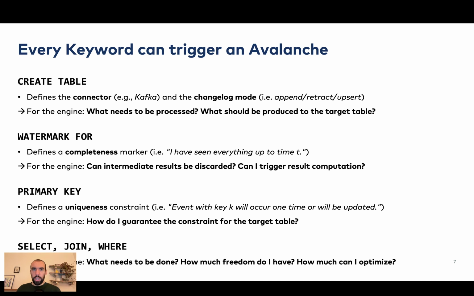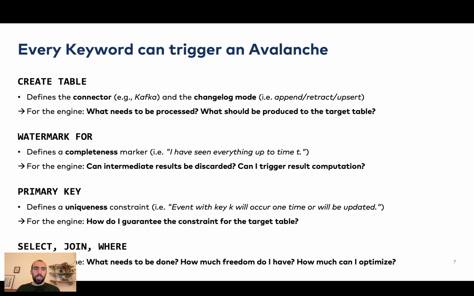So what kind of changes do I expect from the system, from the external system, and what needs to be produced to the target table in case the table is a sink, right? We also need to know what the target table can consume. The watermark for clause helps the engine and gives hints like, can intermediate results be discarded? When is it safe to trigger the result computation?